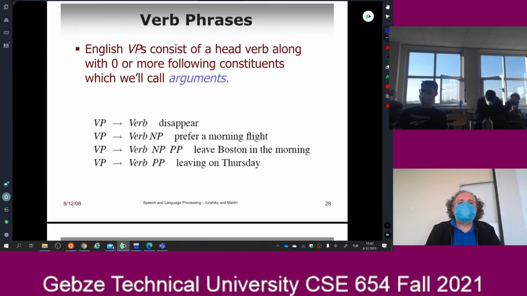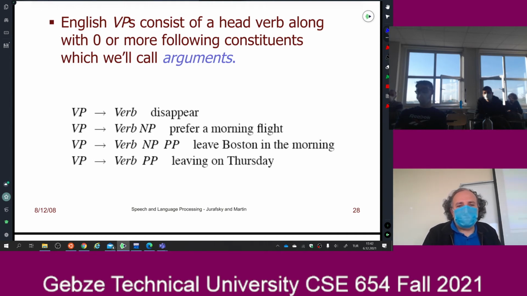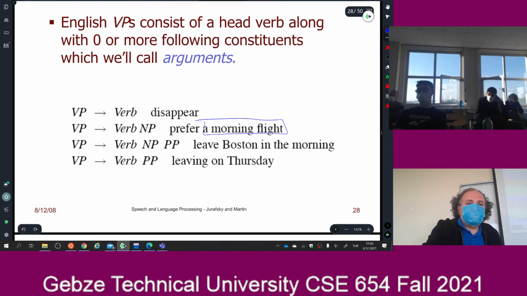The similar stuff is here too. Okay, some verbs are used this way. Okay, just disappear without any objects. Somebody disappeared. Okay, he disappeared. Sometimes it is with a noun phrase. I prefer a morning flight. This is a noun phrase. Okay. Sometimes a noun phrase and prepositional phrase.